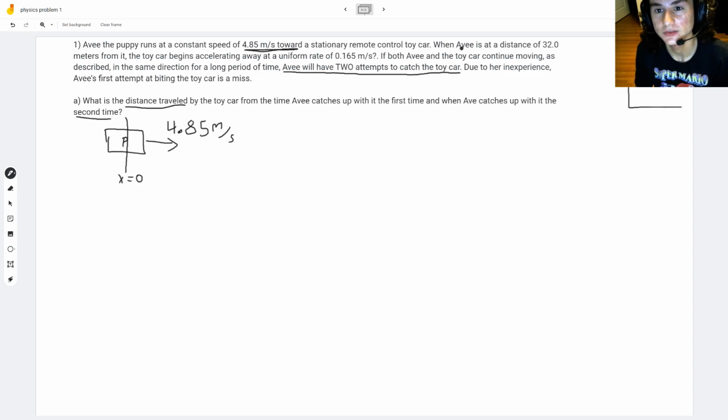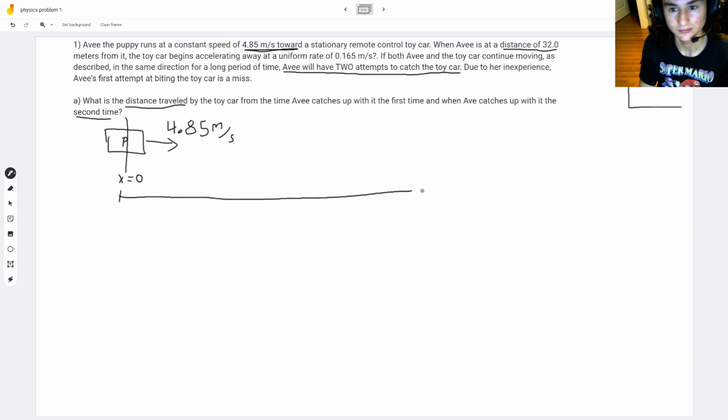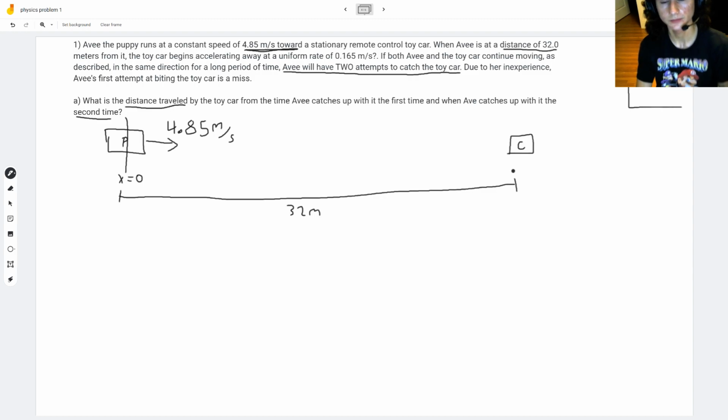So now it says when AV is at a distance of 32 meters from it, given we're all in the same plane, that can be said as the same as displacement. So we can just say it's 32 meters from the toy car. Toy car I'll represent with a C. And the toy car begins accelerating at a uniform rate of 0.165 meters per second.